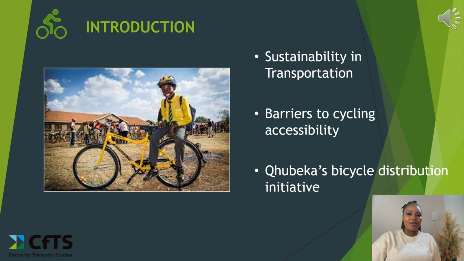In South Africa, there are various obstacles to cycling accessibility, including worries about safety and security, the cost of a bicycle, and decent infrastructure, to name a few. In 2017, a non-government organization called Kubeka launched an initiative to distribute bicycles to deserving students from select schools in Paarl. The project's aim was to improve mobility for these learners, particularly on school trips.